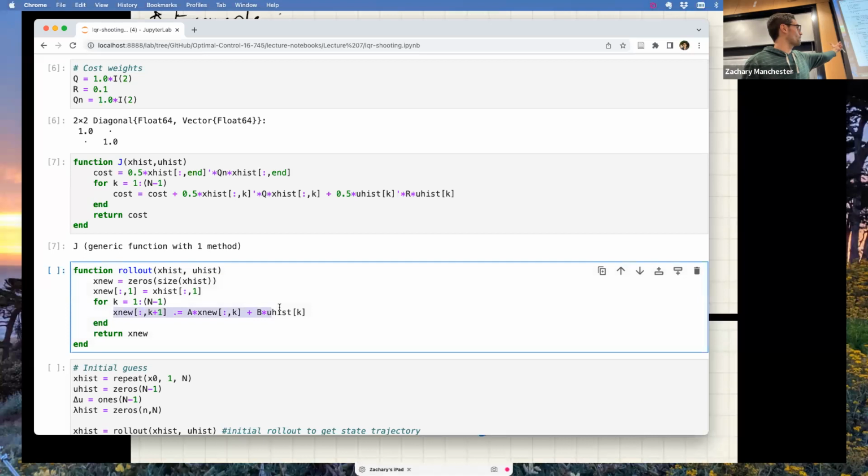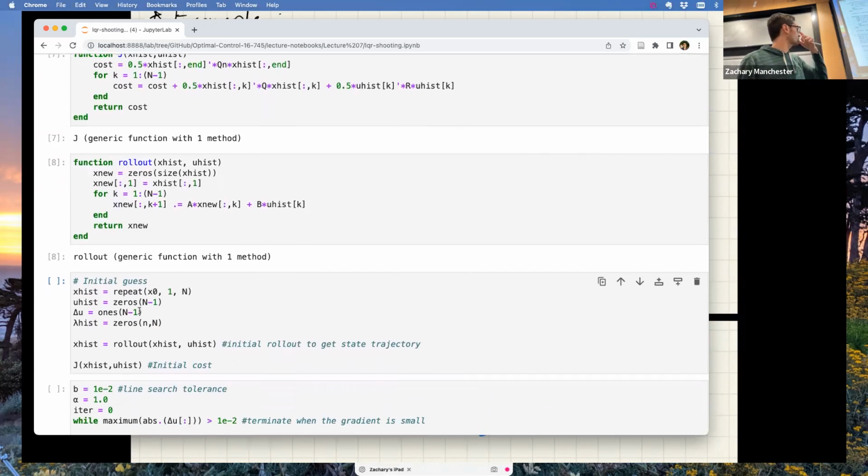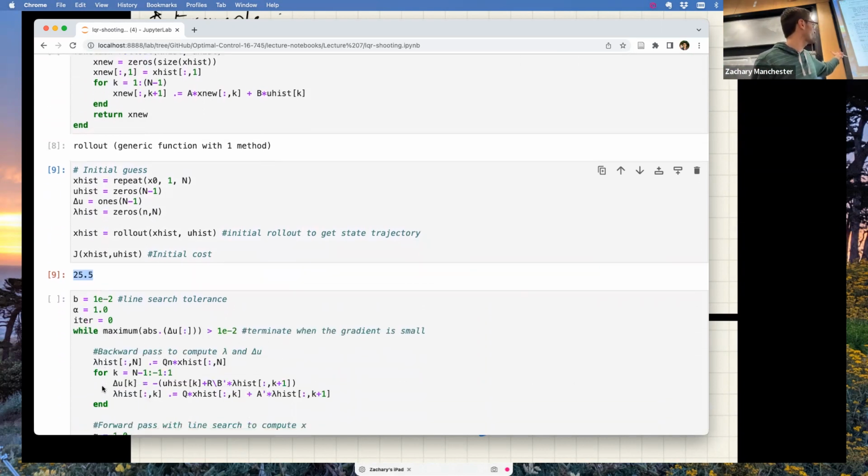Cool. Here's a dynamics rollout. It's just straight up going Ax plus Bu in a for loop along the trajectory. Here, I'm going to make an initial guess for x and u. What did I do? Oh, I think I just made the controls all zeros. That's cool. So we're going to roll it out with all zeros. That's my cost if I just sit there and do nothing, just adding up the cost function over time. So it's like 25.5. Cool.